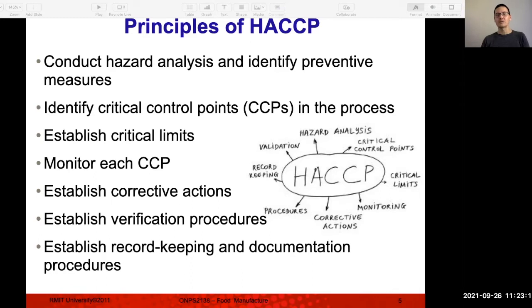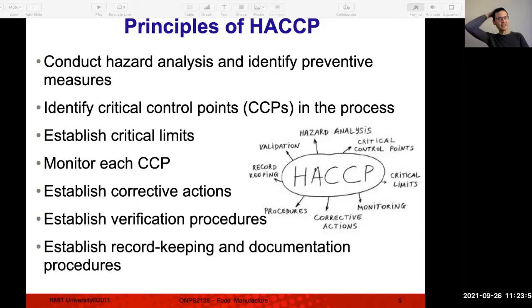So these are the principles of HACCP, where it starts by conducting a hazard analysis in order to identify what sort of preventive measures can be taken. It is important that you look at every step, from as soon as the raw materials arrive in your manufacturing facility until the product actually leaves. But if it's in transit and still under your responsibility, then that distribution chain needs to be included in your HACCP analysis as well.